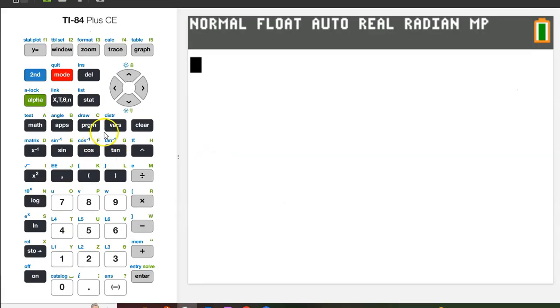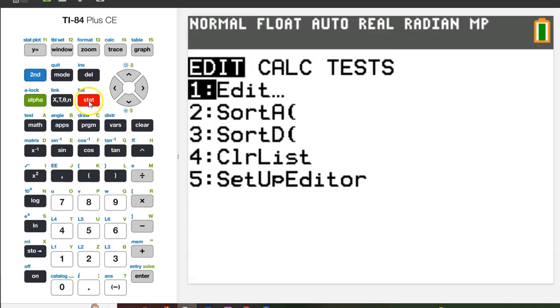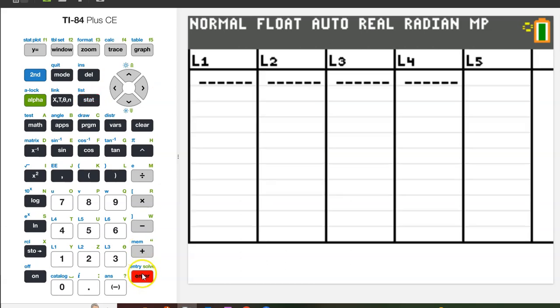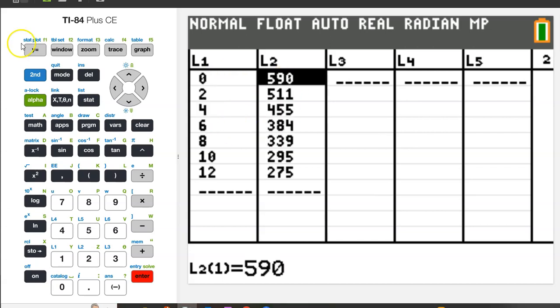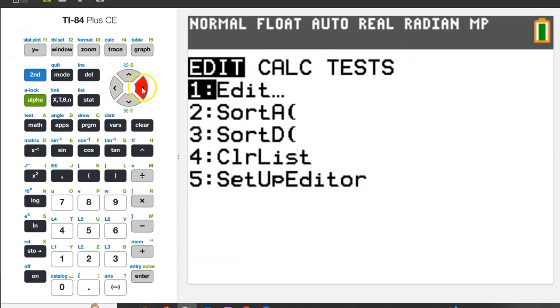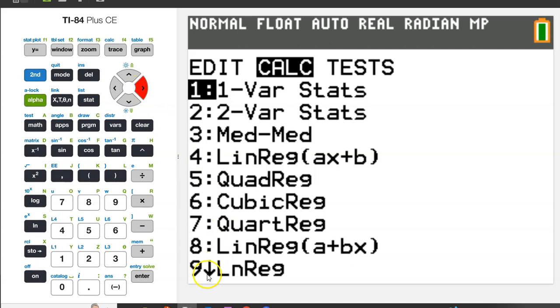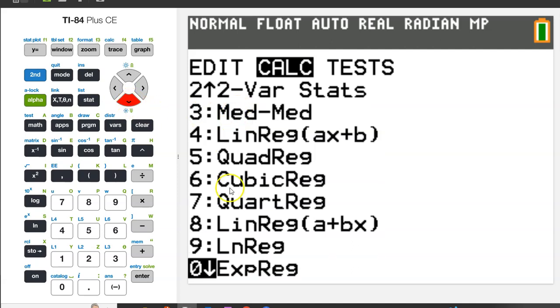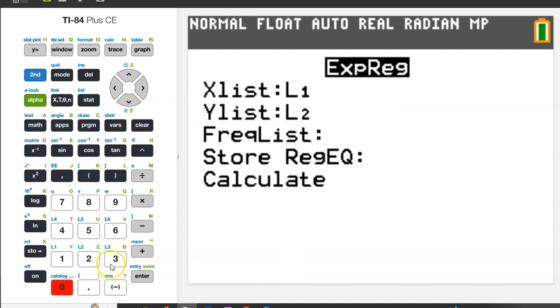Turn on your graphing calculator and hit the Stat button. Hit Enter for edit. Enter the input values in L1 and the output values in L2. Now hit the Stat button, switch over to the Calculate menu, and scroll down to option 0. Or if you memorize that option 0 is the exponential regression model, you can just hit the number 0 instead.